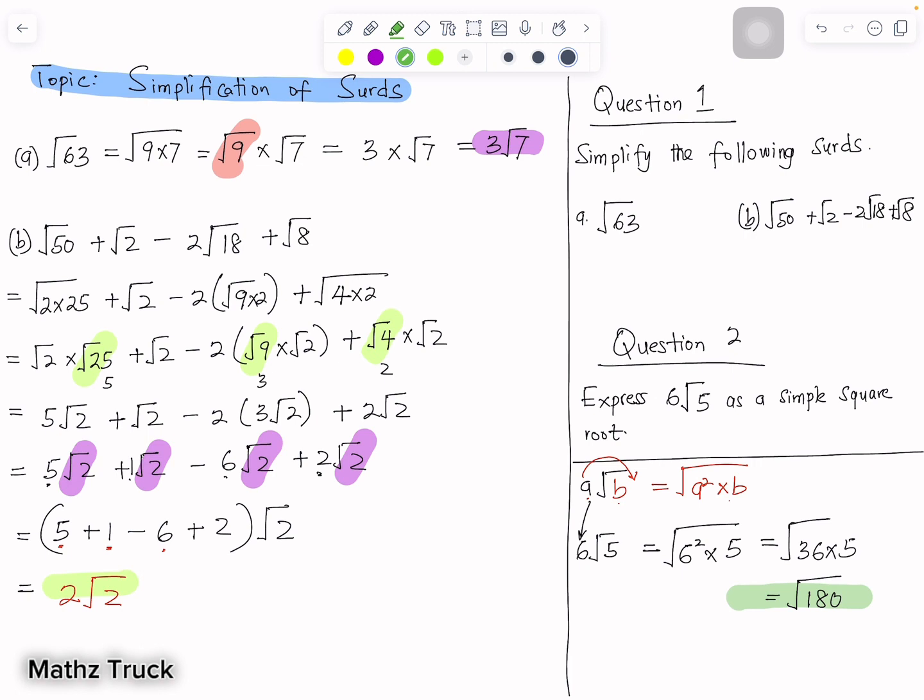So I believe that you've understood the entire principle behind simplification of surds.